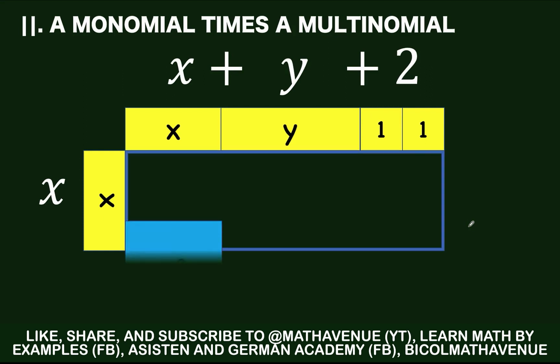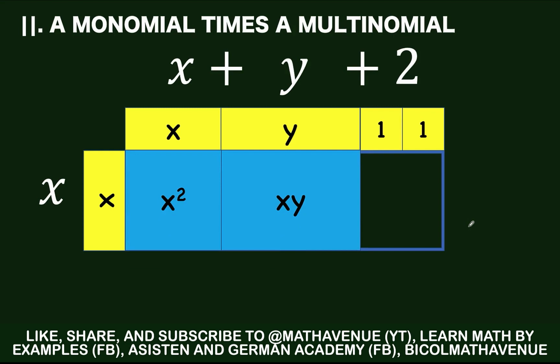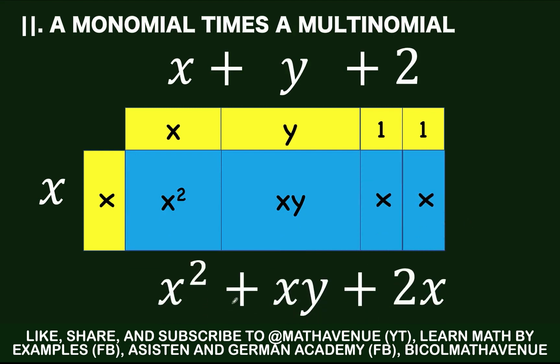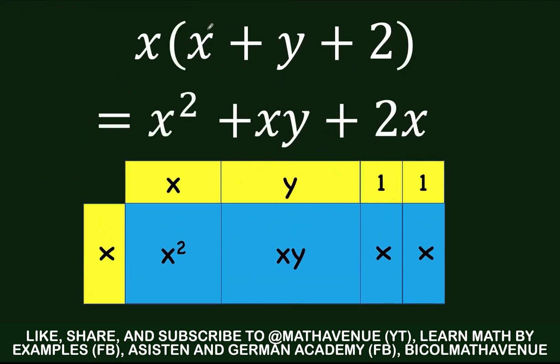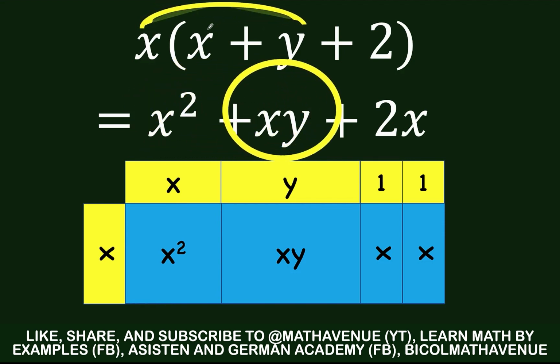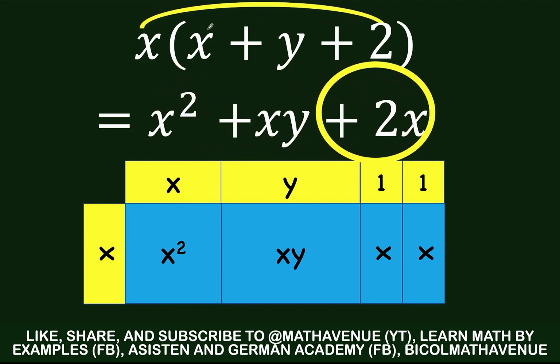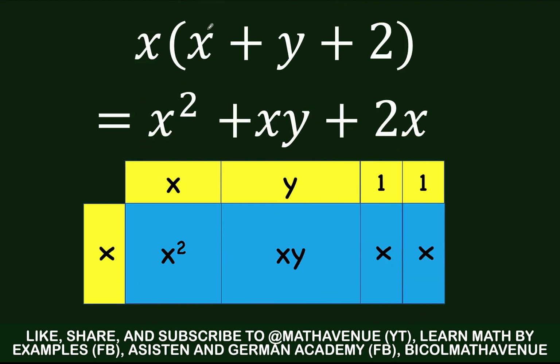What's the area of that? We have x squared, xy, and 2 x's. So we have x squared plus xy plus 2x for the product of x times the quantity x plus y plus 2. Now, if you're going to perform the distributive property of multiplication over addition, x times x is x squared, x times y is equal to xy, and x times 2 is 2x. And that is now our final answer.